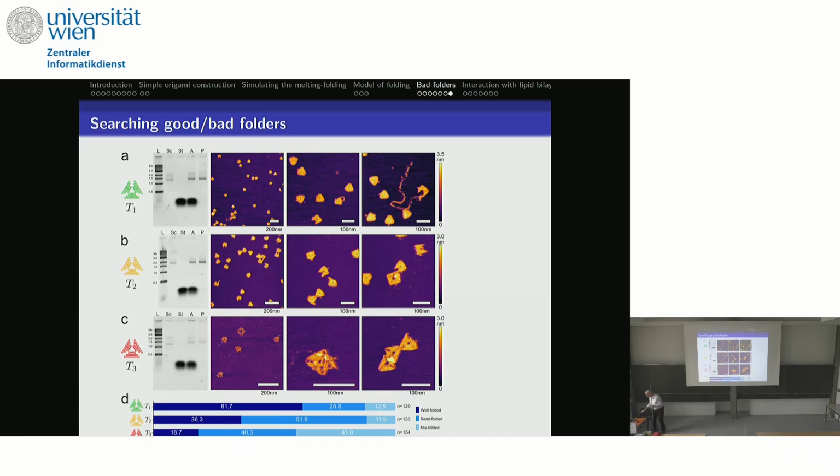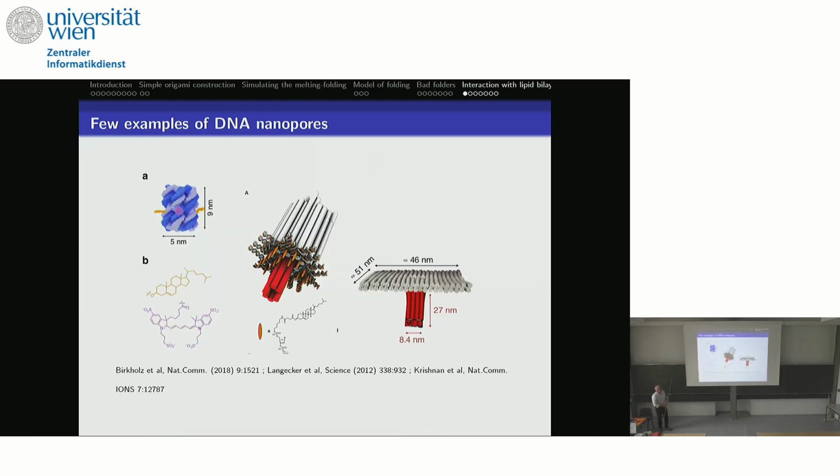Okay, so the third question is how these origamis can interact with lipid bilayers. DNA is a perfectly hydrophilic structure, and to convince these structures to interact with lipid bilayers, you need to modify them in some way.